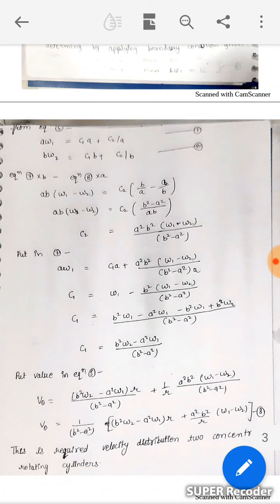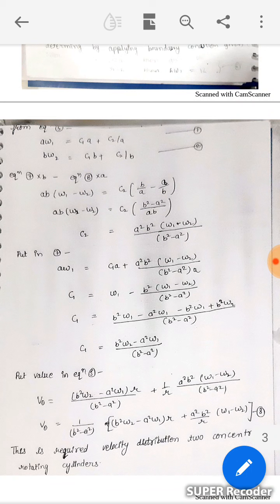Now putting these values in equation number 5, we get v theta is equal to b square omega 2 minus a square omega 1 upon b square minus a square into r plus 1 by r into a square b square into omega 1 minus omega 2 upon b square minus a square. So v theta is equal to 1 by b square minus a square, into b square omega 2 minus a square omega 1 into r plus a square b square by r into omega 1 minus omega 2. This is our equation number 8.